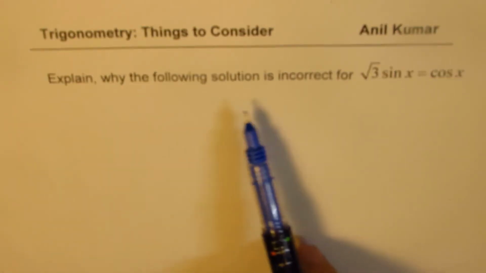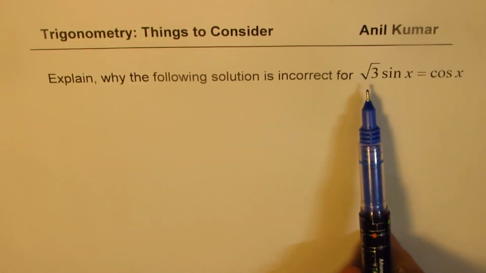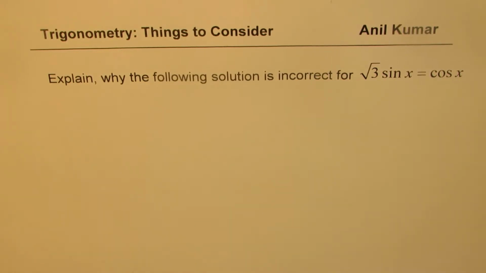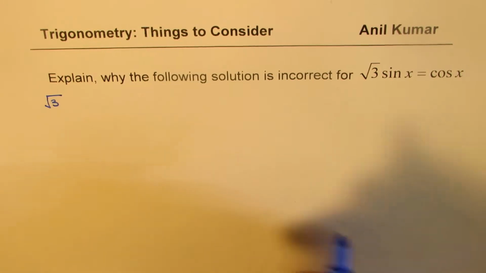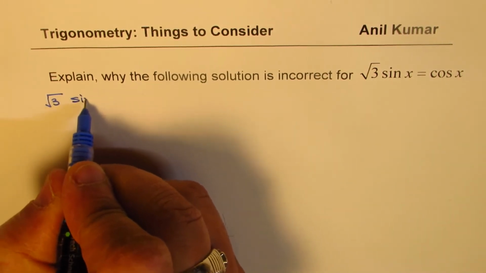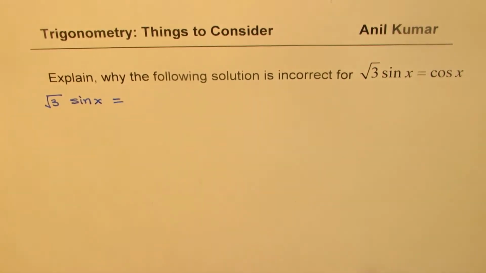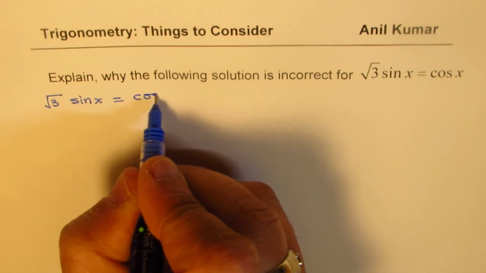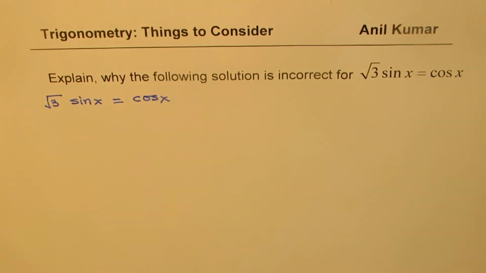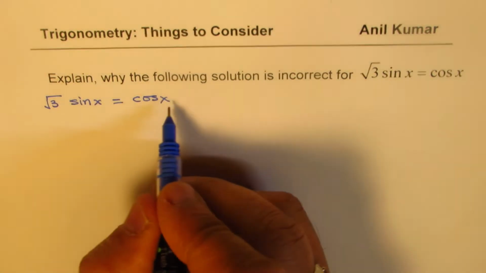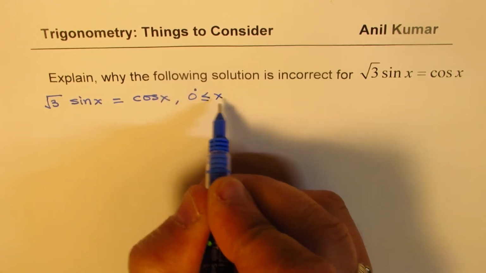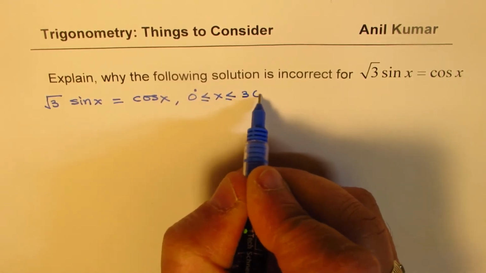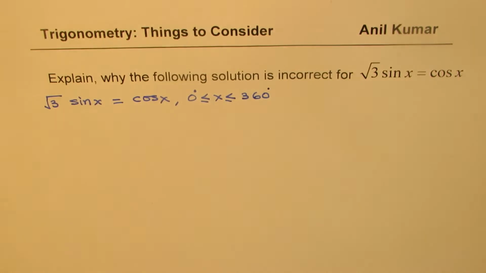Explain why the following solution is incorrect for square root 3 sine x equals cos x. I'll provide the solution, worked out so that you can see how we could actually work out a wrong solution, and I'd like you to point out the mistake as we move forward. Now we'll restrict our domain from 0 degrees to 360 degrees, right? Okay, so this is the question.